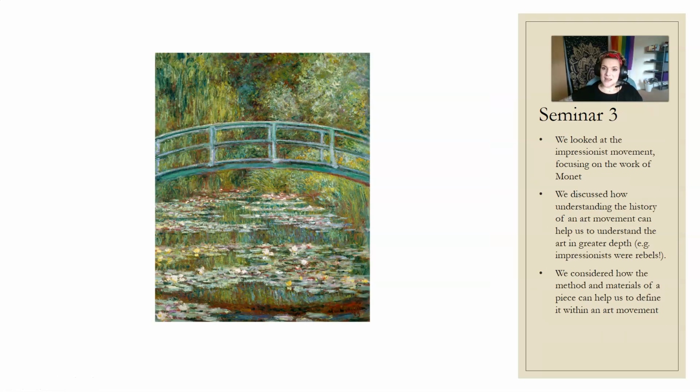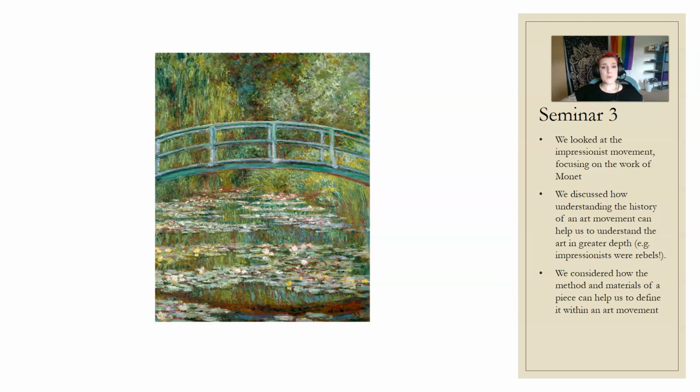In Seminar 3, we looked at the Impressionist movement and we focused on the work of Monet. We discussed how understanding the history of an art movement can help us to understand the art in greater depth. For example, simply looking at this image might not tell you a massive amount about the history of the image, but if you look into the history of the image and apply that understanding to it, we were actually able to identify that the Impressionists were rebels in the art world.